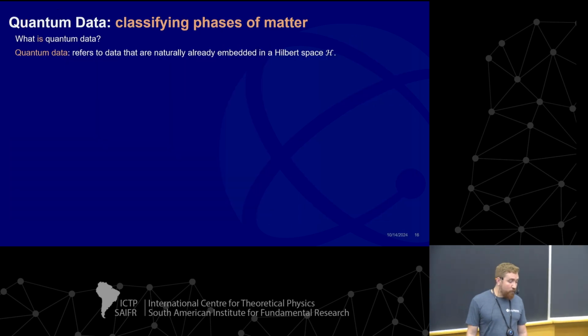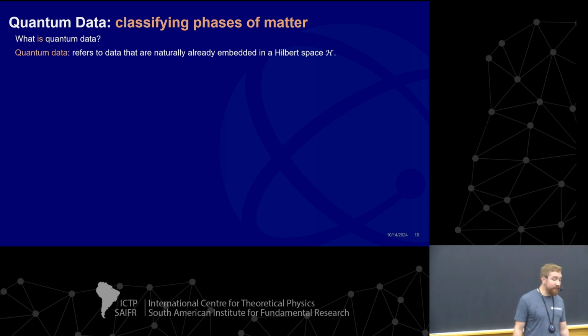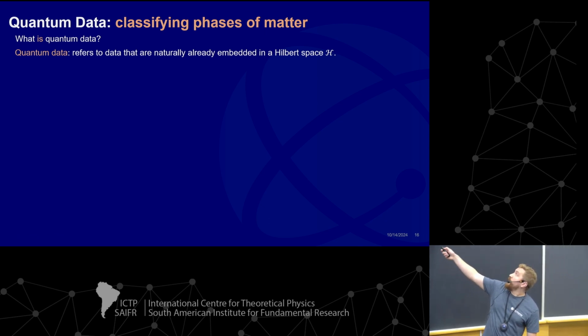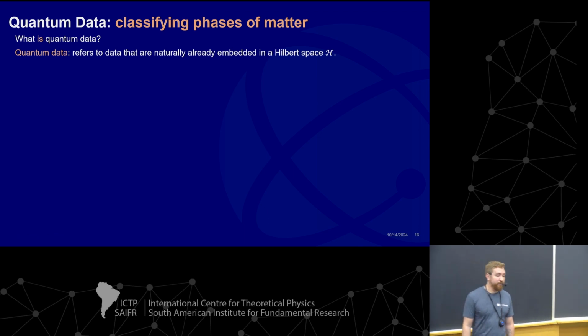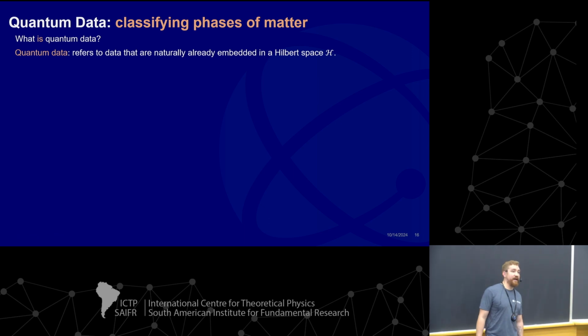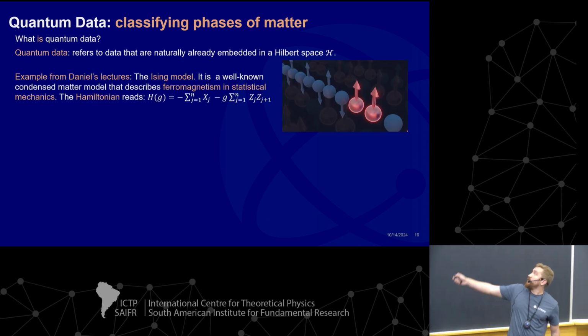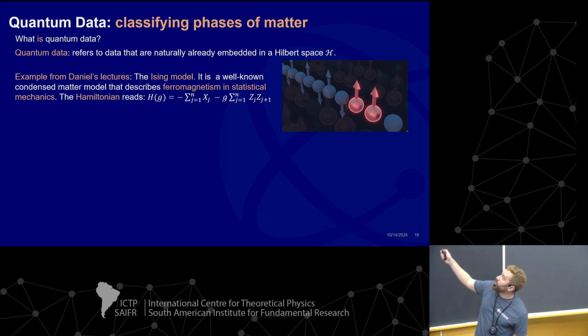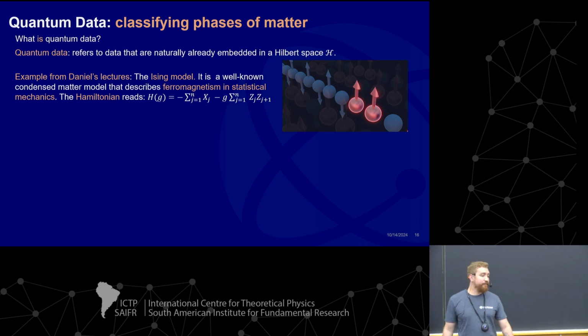And what about quantum data? Why don't we just use this paradigm to classify phases of matter? So again, by quantum data, I'll just refer to states that already live in some Hilbert space. So for instance, Daniel already had this exercise in the hackathon, which was prepare the ground states of the Ising model. Well, the Ising model, which takes this form, is really nice because it allows us to study properties of interacting magnets, and this is a paradigmatic model in statistical mechanics.